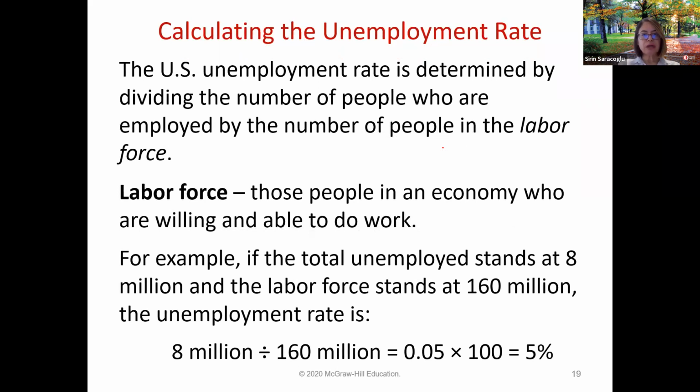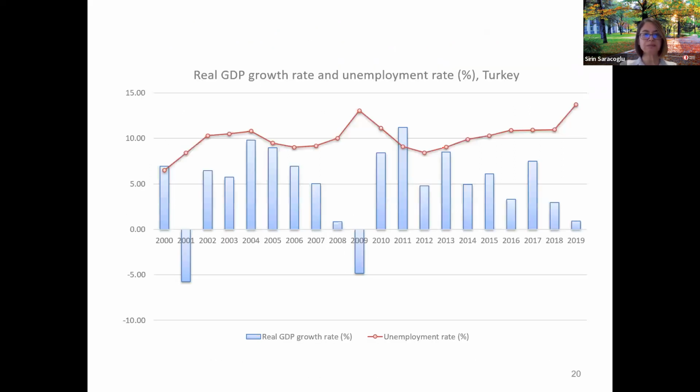Now, again, how do we calculate the unemployment rate? We divide the number of people who are unemployed by the number of people in the labor force. And labor force is actually the people in an economy who are willing and able to do work, who want to work and actually work. So if the total number of unemployed is 8 million and the labor force is 160 million, so the unemployment rate is 5%. Just divide 8 with 160.